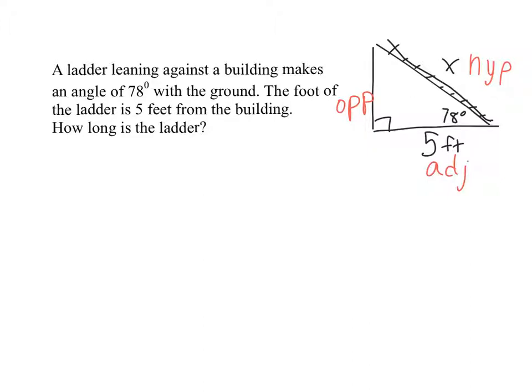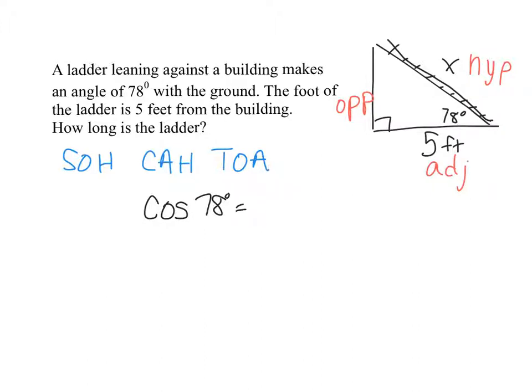I've labeled all my sides, and if I always have SOHCAHTOA written at the top of my paper, I won't forget which trig ratio I need to use. I know that the side I'm trying to solve for is the hypotenuse, and the side I have is the adjacent. So which trig ratio uses adjacent and hypotenuse? That'd be the cosine. So let's set up the equation. Cosine of 78 degrees equals the adjacent over the hypotenuse.